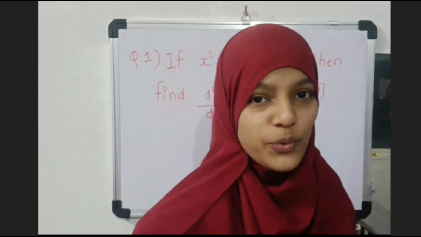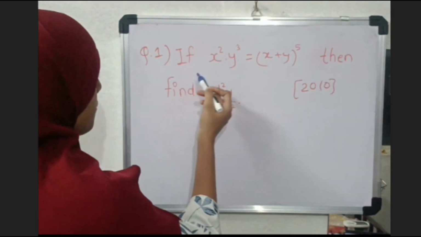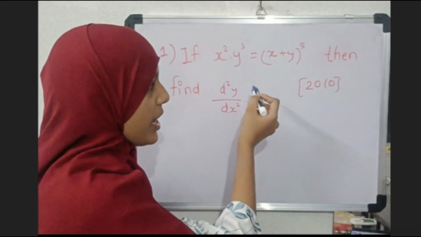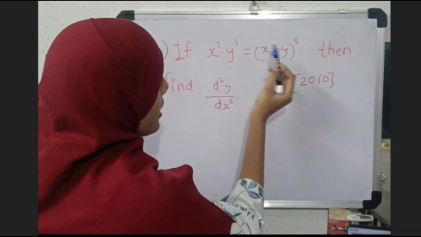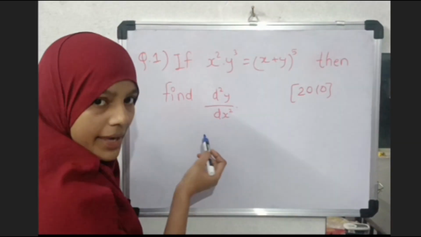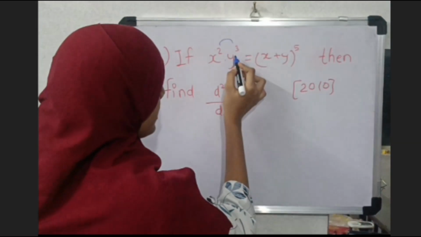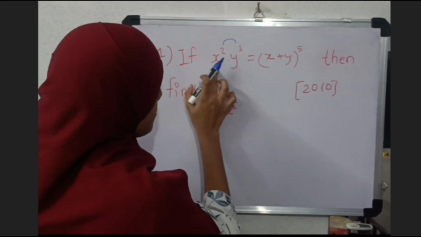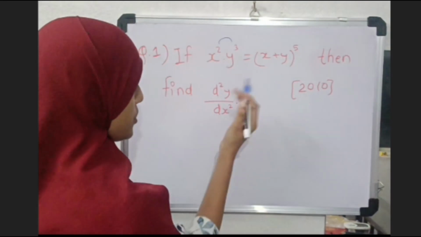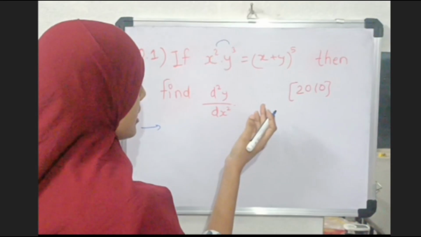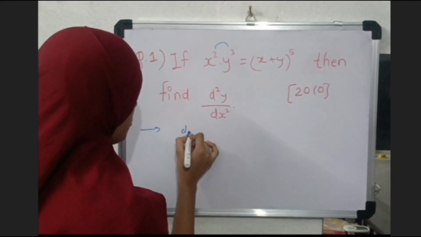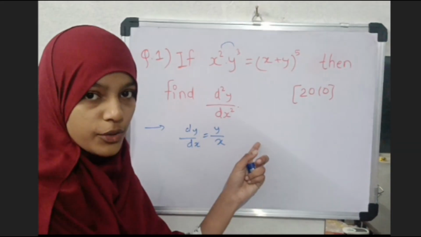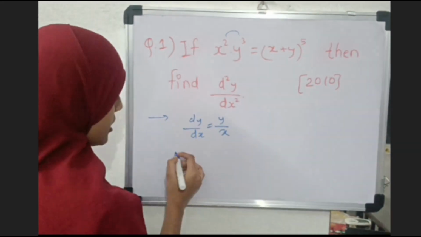Let's move towards our next question. Here we are given if x to the power 2 into y to the power 3, that is x square into y cube, is equal to (x plus y) raised to 5, then we have to find d2y by dx square. Here we know 2 and 3 are the powers and 2 plus 3 is 5, and here the multiplication of the variables is equal to the addition. So we can use the formula, our short trick. So it satisfies it, so our dy by dx will be y by x. But we have to find d2y by dx square, so we'll differentiate it again.